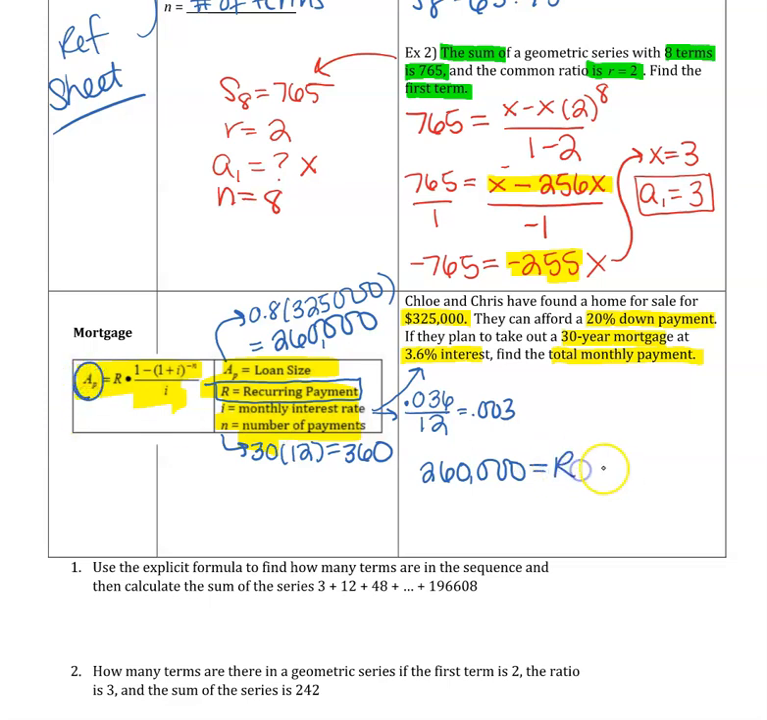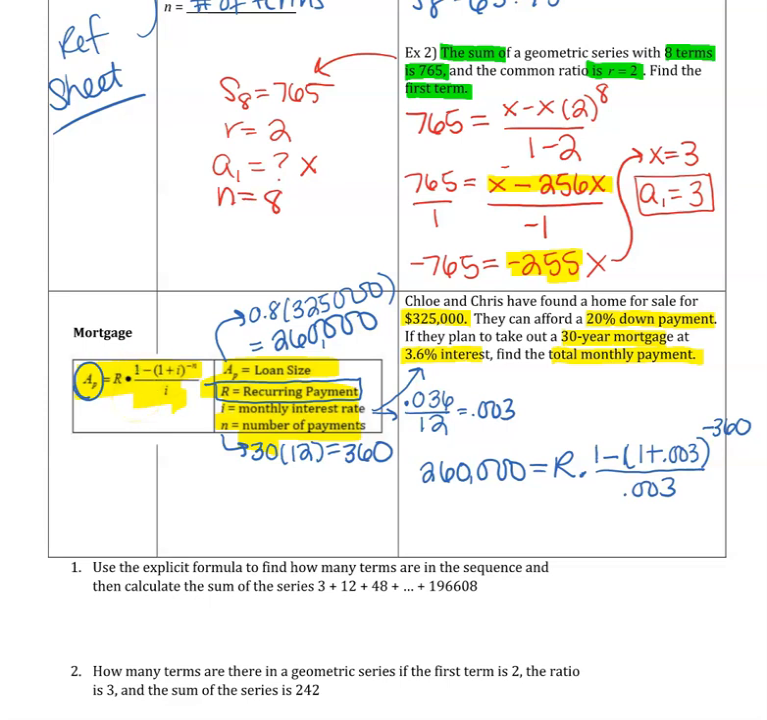I don't know R. And then the rest of the formula is 1 minus, parentheses, 1 plus my monthly interest rate, raised to the negative 360 for n, all over, again, my monthly interest rate, just by following the formula on the left.